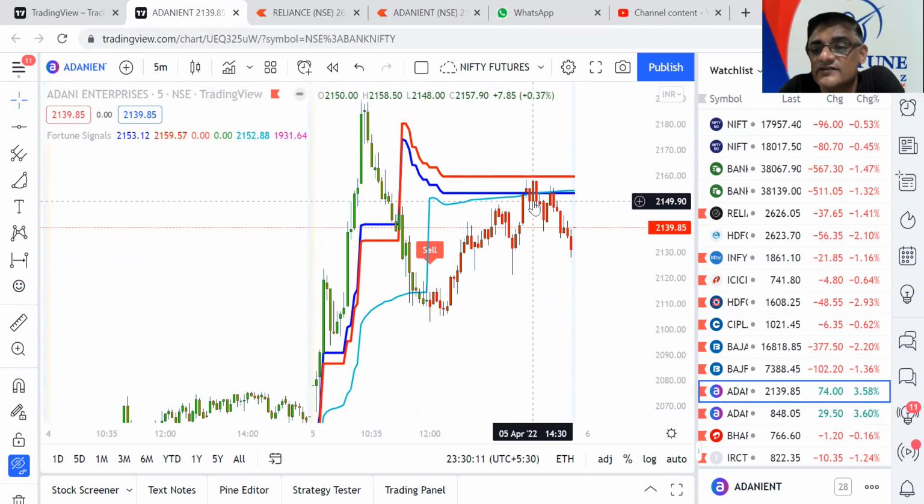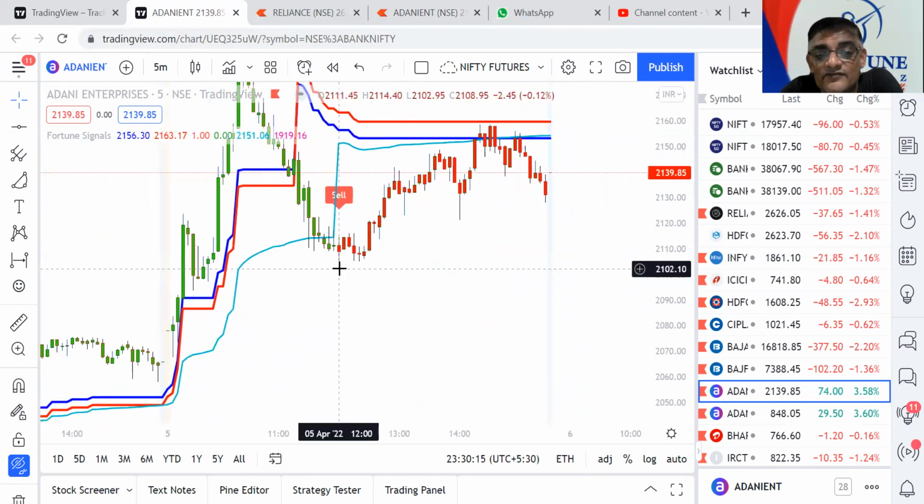Again, tomorrow, if it gives up, it's in buy only. I will try to buy if it comes very near to this low with a stop loss of 3 rupees or 4 rupees, not more than that. Watch it for tomorrow. Watch this number, 2102.95, where the sell got initiated on 5 minutes. Watch this number tomorrow. Okay.